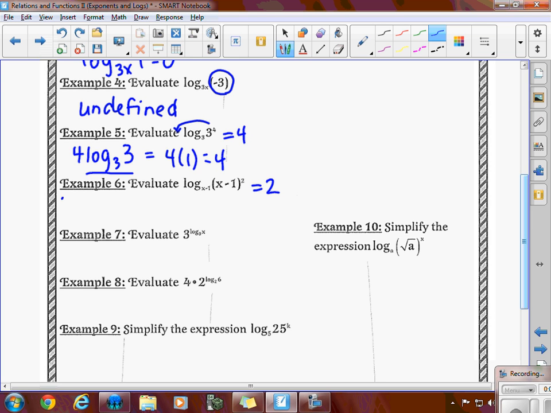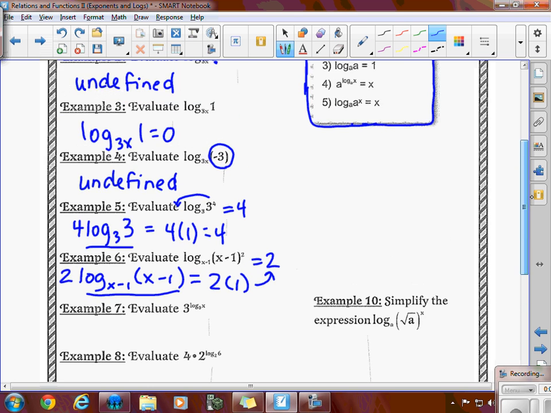Or we can use the power law again and say log, bring that power, that 2 down. So 2 times the log of x minus 1 of x minus 1. This expression here simply equals 1. So 2 times 1 still gets me to 2. And away we go. The next one, evaluate 3 to the power of log base 3 of x.